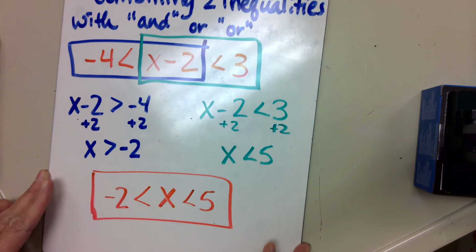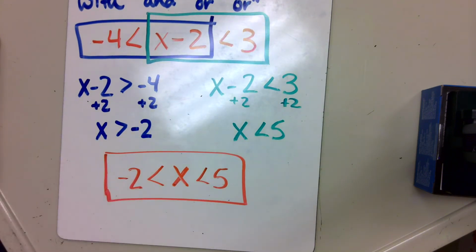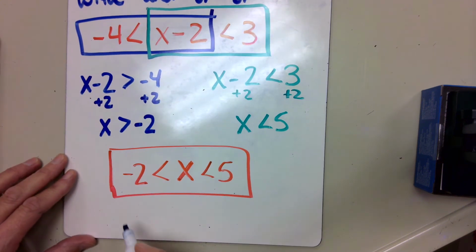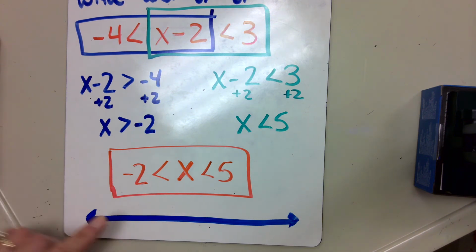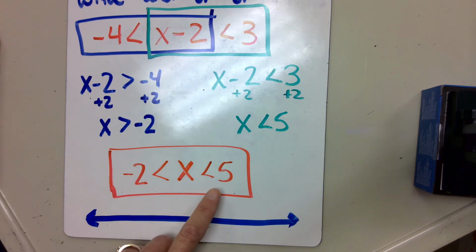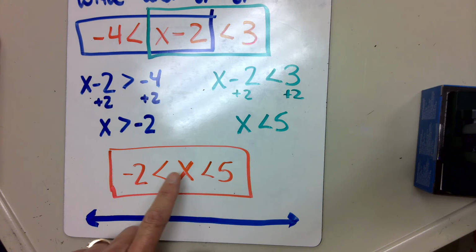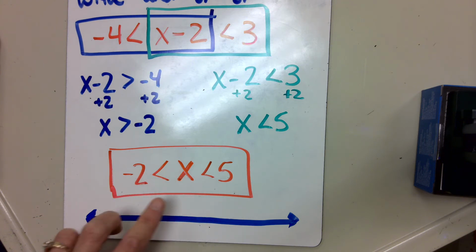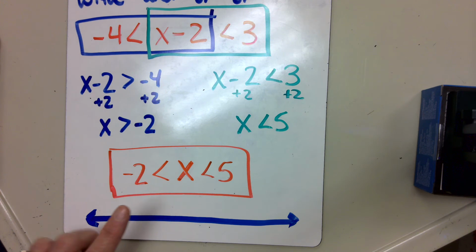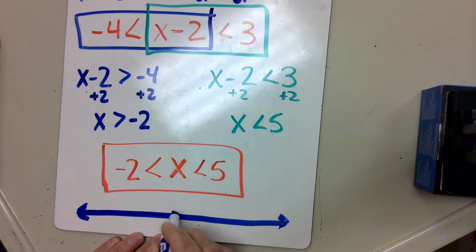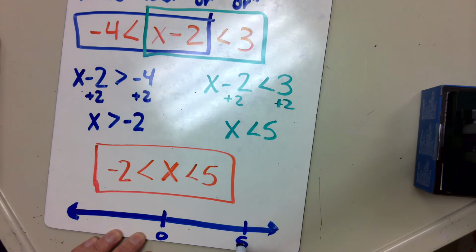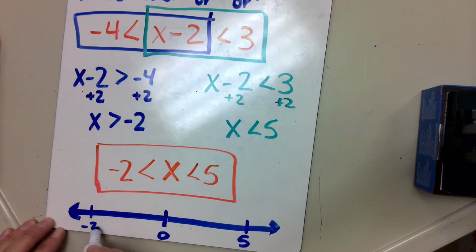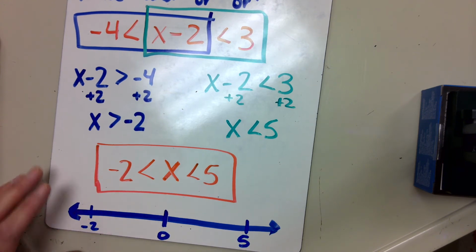Now, the next thing that you would have to do with this is you need to graph that answer. So here's what that would look like. If I draw a number line, I know my x value has to be less than 5, and it also has to be greater than negative 2. So I know I need these two numbers on my number line. So I'm going to put a 0 here, and then I'm going to write my 5, and I'm going to write my negative 2 about where I think it would be.